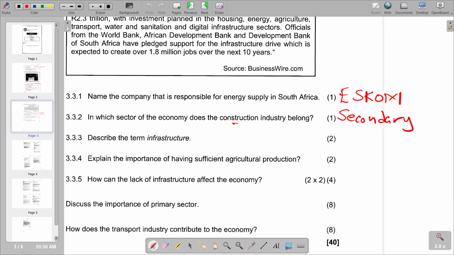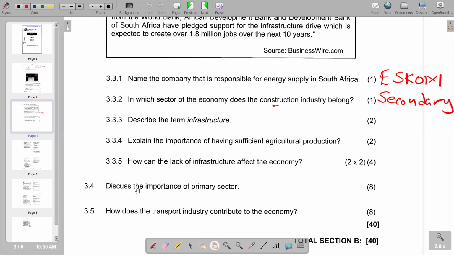And we go to the next question, which reads, discuss the importance of the primary sector. Remember, we have described what the primary sector is. So what is the importance? The importance is that obviously this is the base of the economy. That's where our resources are coming from, that are being used in the secondary sector, that is in the manufacturing processes. So that's how important it is, as it supplies the secondary sector.